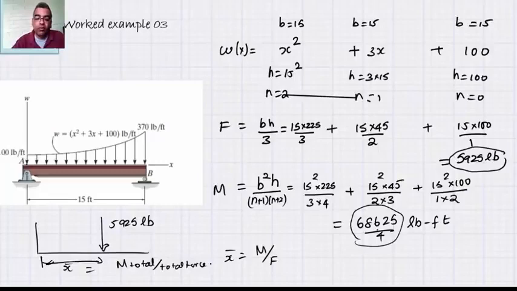Please remember, when you have to do this kind of addition, don't add the centroids, add the moments and add the forces. Okay, those are the things that can be added. Centroids cannot be added. Got this? So this is a worked example. Let's do one more.